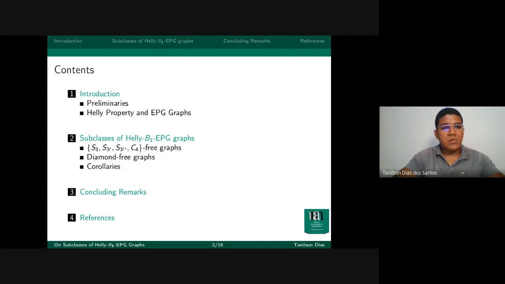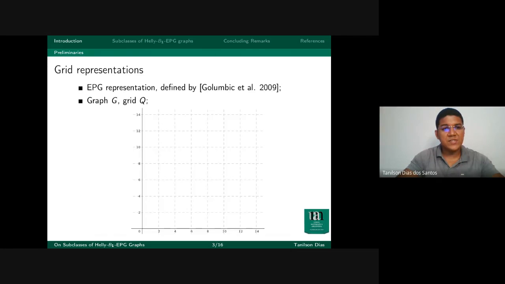This is our table of contents. It is composed of 4 sections. In section 1, we have an introduction. In section 2, we have a brief approach on subclasses of Helly-B1-EPG graphs. In section 3, we present the concluding remarks, and in section 4, we present the references.